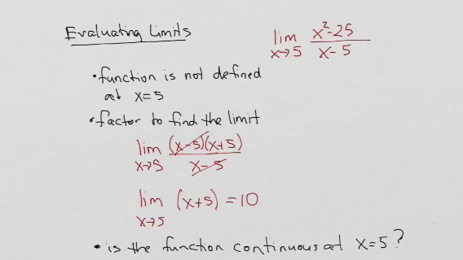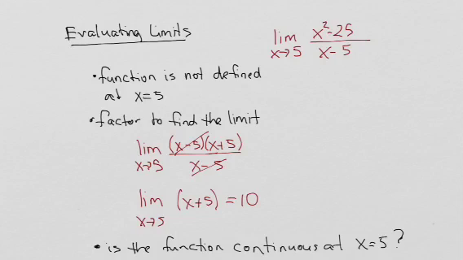So, for example, we have the limit as x approaches 5 of x squared minus 25 over x minus 5. We can see that this is not defined at x equals 5, because x equals 5 would make the denominator a 0. So right there, that answers our continuous question. No, this is not going to be continuous, because the answer is undefined at x equals 5.